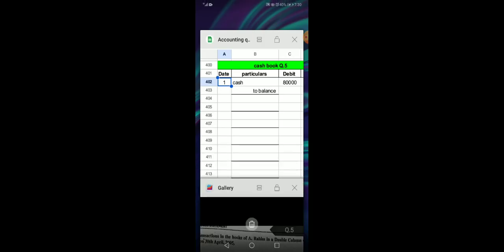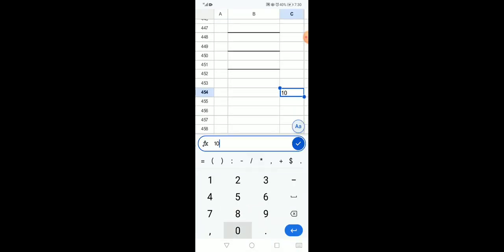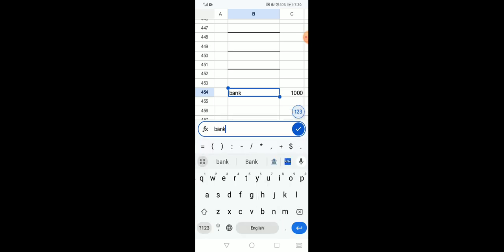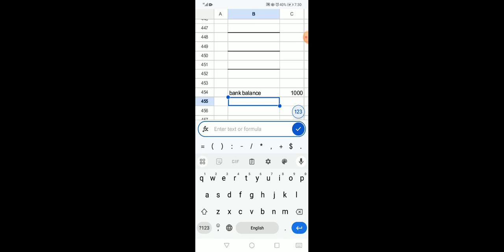Overdrawn means you were having an amount in your bank account. For example, you have 1000. I'll write it down and tell you. Let's say in your bank account you were having 1000 rupees. Your bank balance is 1000 rupees, and suddenly you have to pay your creditor. At a stage you have to pay your creditor rupees 1200, for example.